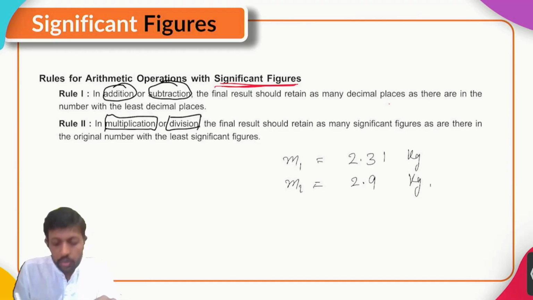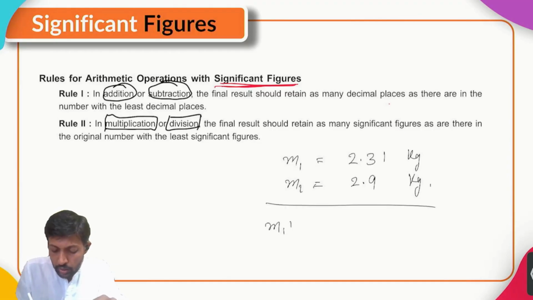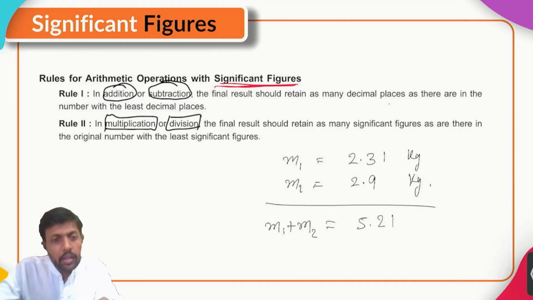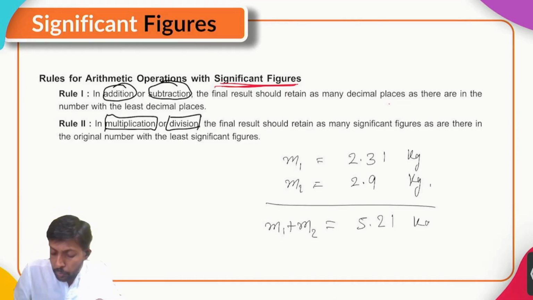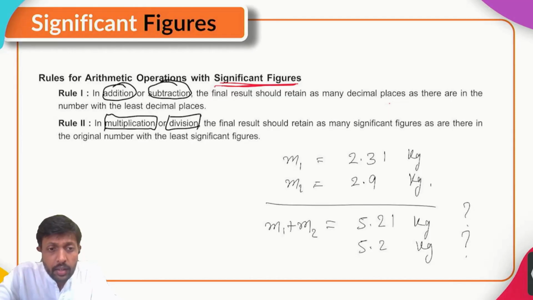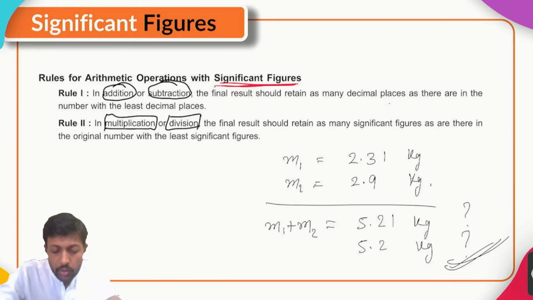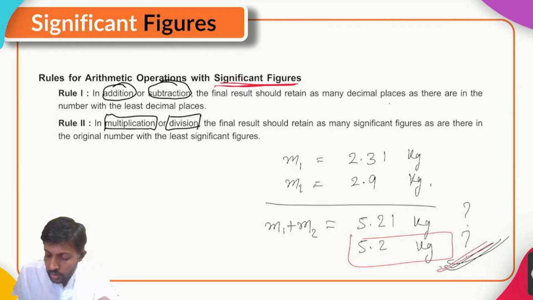How should you report M1 plus M2? Should you write it as 5.21 kilograms or 5.2 kilograms? Which is the correct way? It turns out 5.2 kilograms is the right way to represent it, not 5.21. Okay, so this is correct, whereas this is wrong.